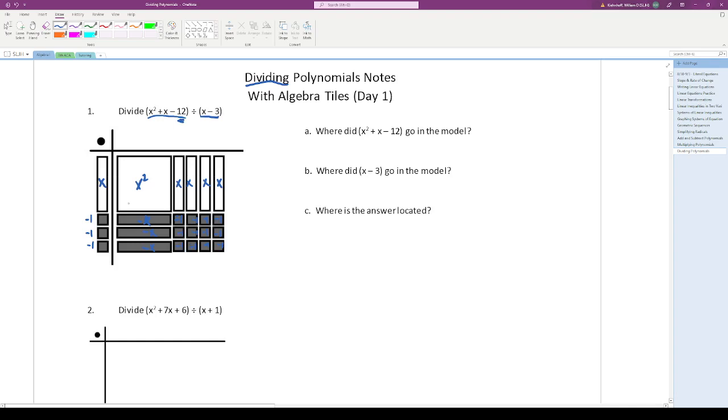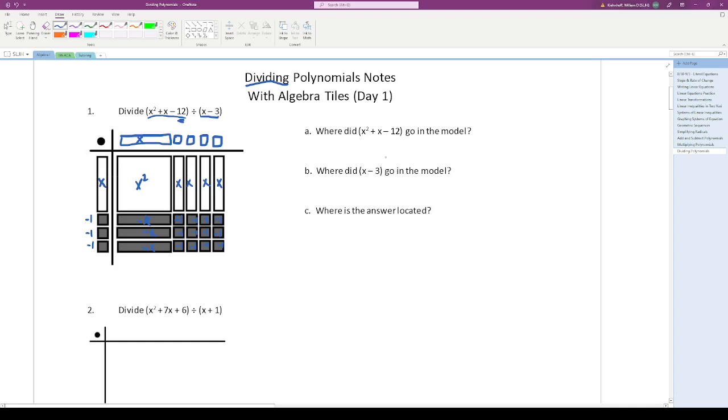Now the question is, if we have that, what is the other binomial that we were multiplying? So we're going to divide this one by this one, and we need an x right here, because that would give us x squared and these 3 minus x's. And then over here we're going to need plus 1, plus 1, plus 1, plus 1. So altogether we get x plus 4 as our result.